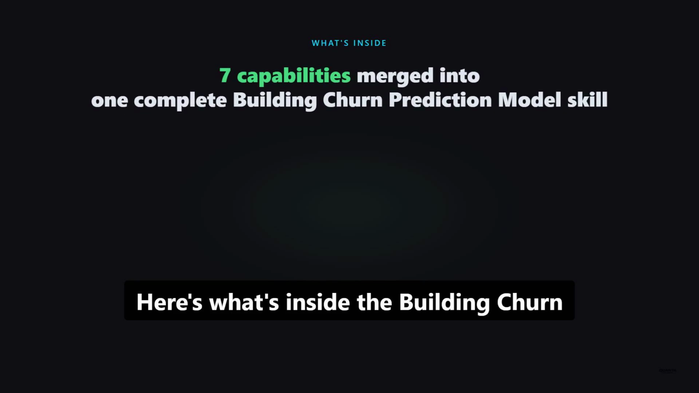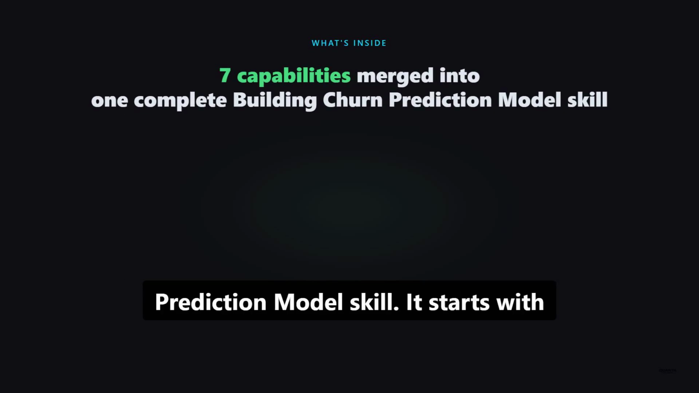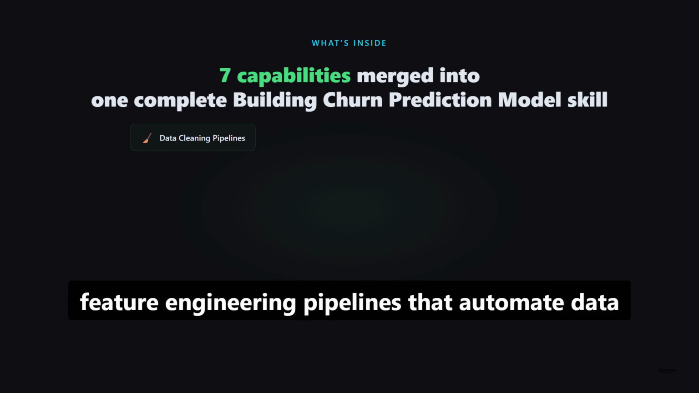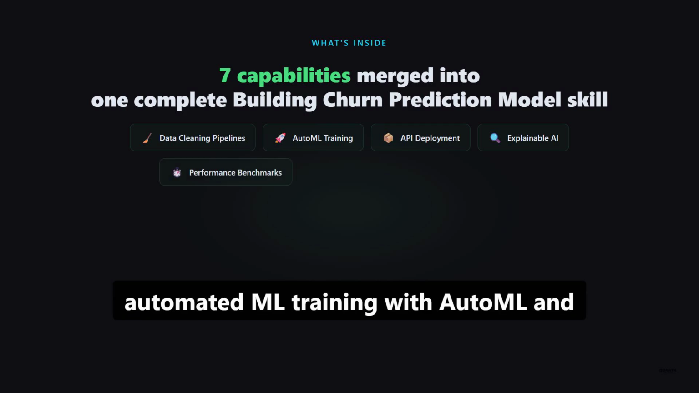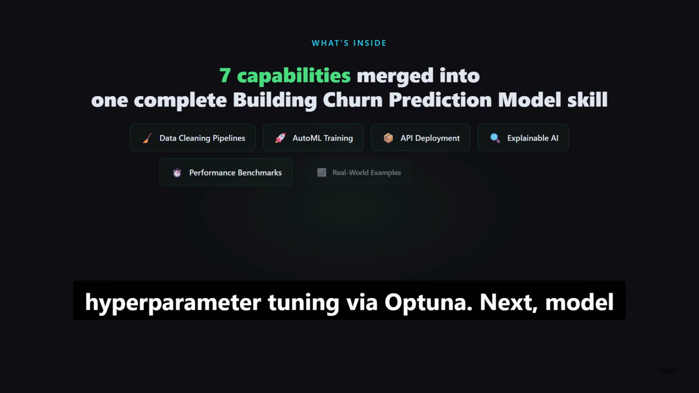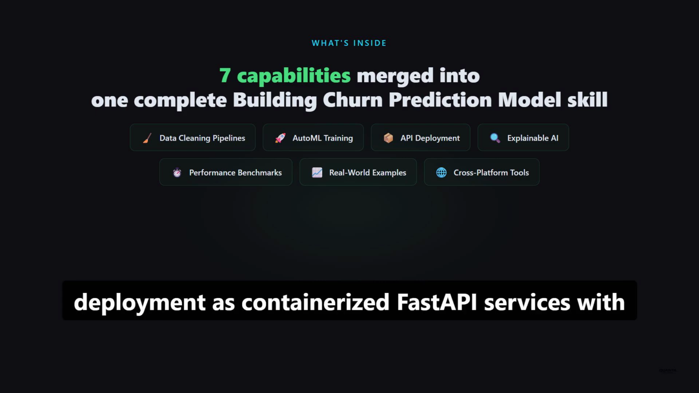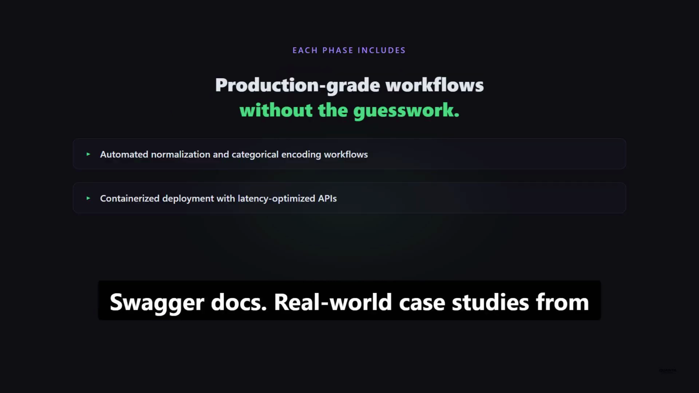Here's what's inside the building churn prediction model skill. It starts with feature engineering pipelines that automate data cleaning, normalization, and categorical encoding. Then automated ML training with AutoML and hyperparameter tuning via Optuna. Next, model deployment as containerized FastAPI services with Swagger docs.